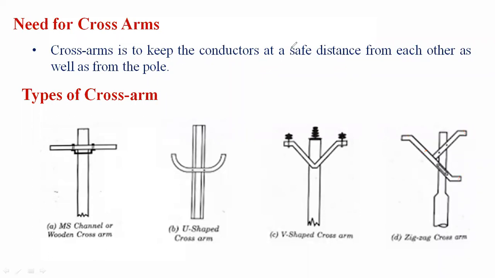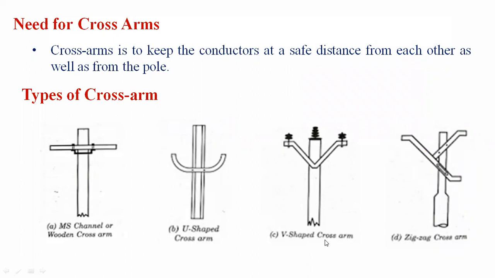That is, it is classified into 4 types: MS channel cross arm, U-shaped cross arm, V-shaped, and then zigzag cross arm. The MS channel cross arm is used for the distribution purpose, that is single phase 240 volt and then 3-phase 440 volt. And the U-shaped cross arm is used for distribution as well as for the transmission purpose.